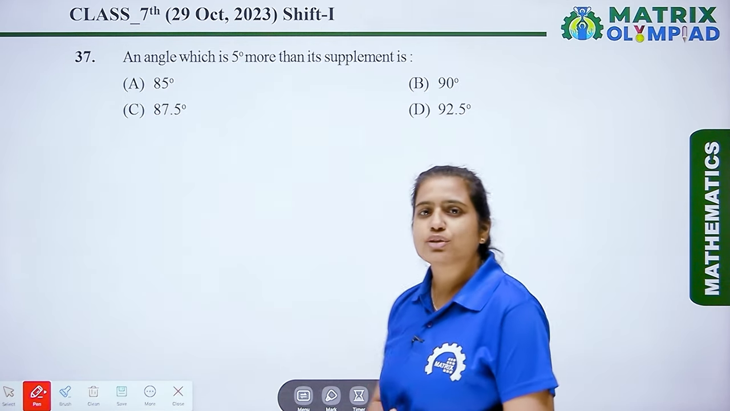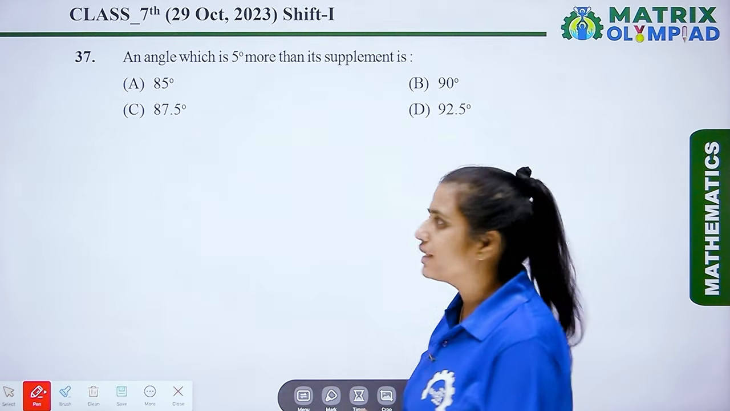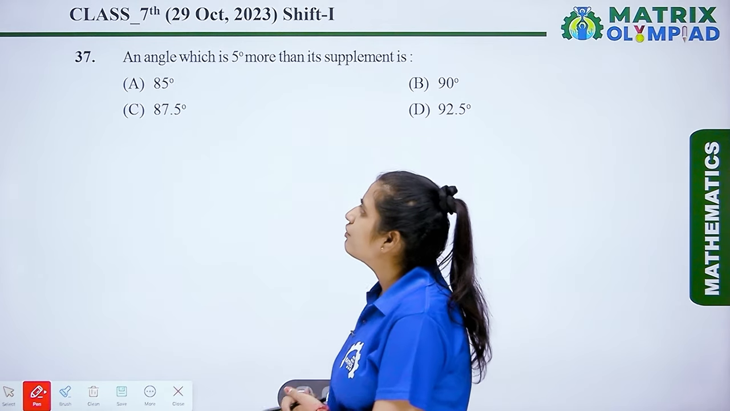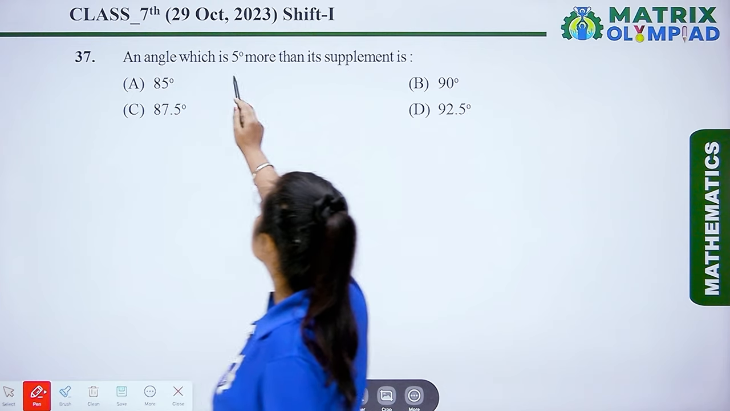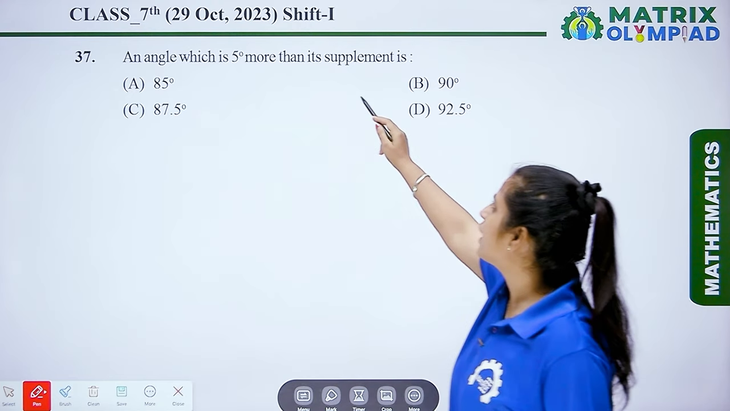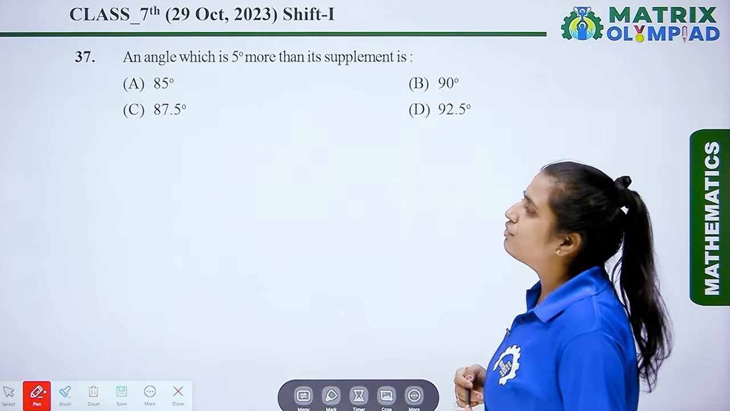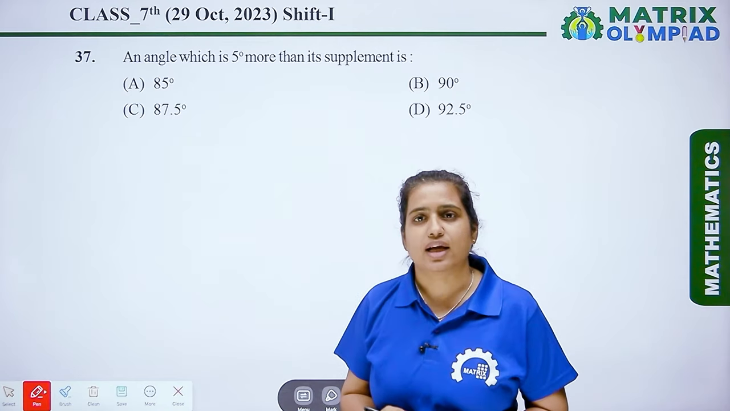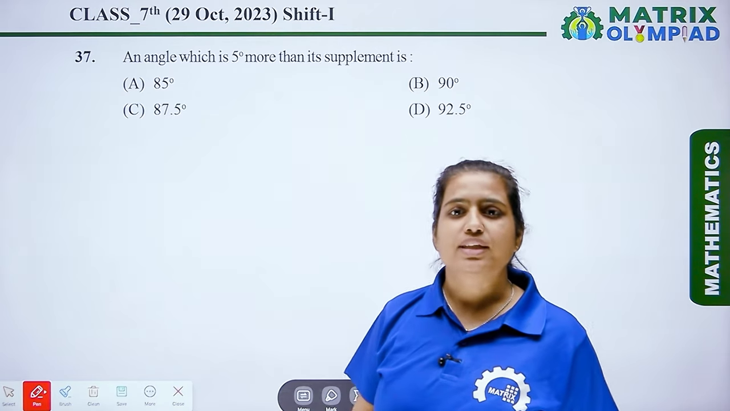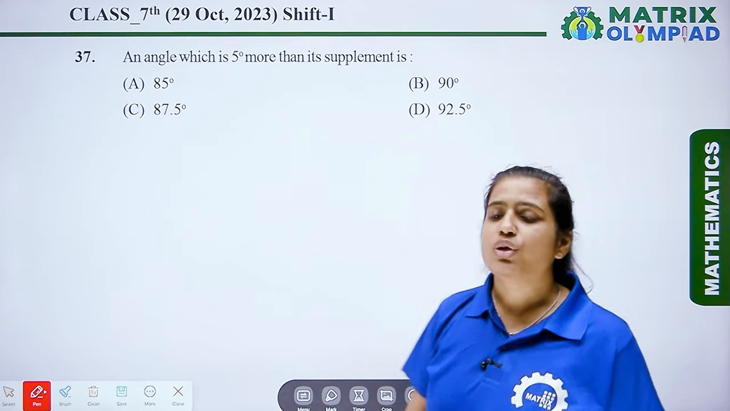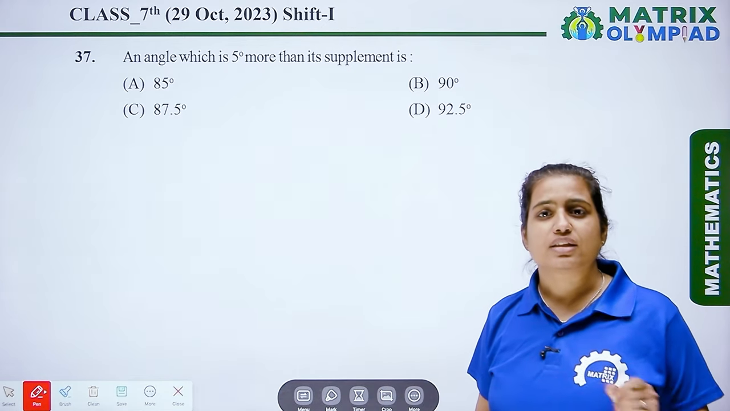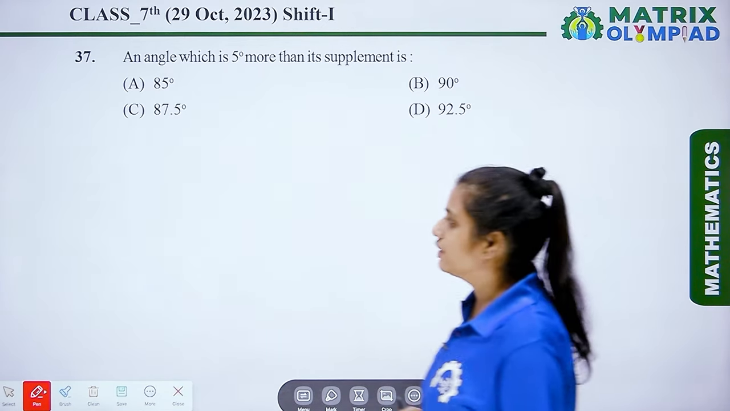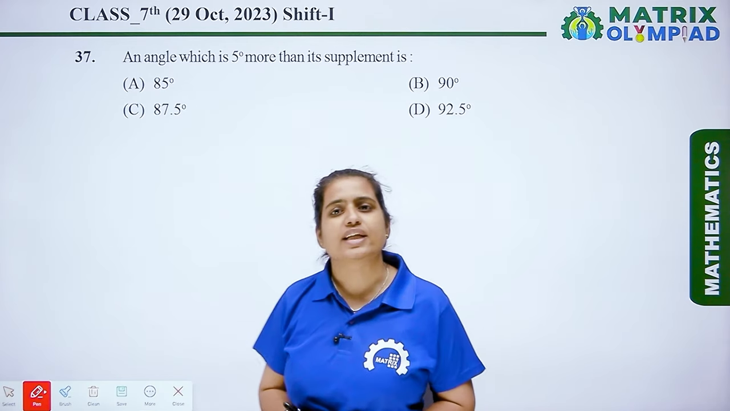Now, let's start the next question. Next question is question number 37. In this question, we have to find out an angle which is 5 degrees more than its supplement. So, here we know that two angles whose sum is 180 degree are known as supplementary angles.